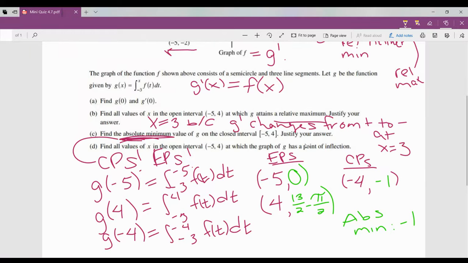Ooh, I love this one. Point of inflection. Whoa, I love it so much I'm crossing it out. All right, point of inflection. Whoa, I just keep crossing them out. I'm not going to help myself much with this one. All right, so point of inflection.